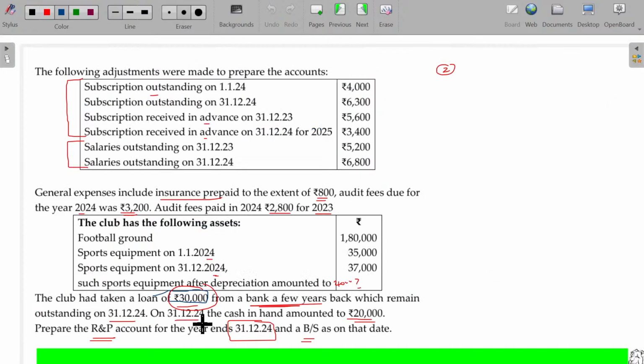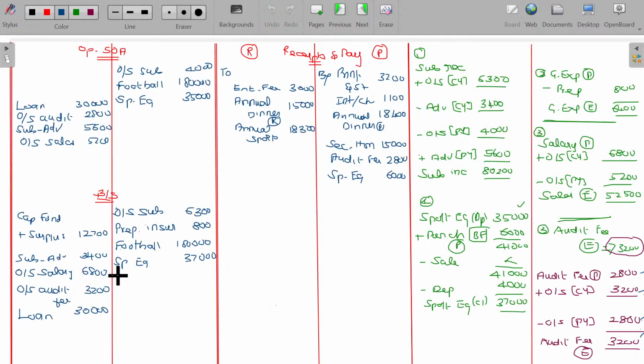Apart from that, on 31/12/24 year end, we have the cash balance of rupees 20,000. So, cash balance will be the asset here. Also, it's the closing balance of the receipts and payment. If you tally, then you will get what? Opening cash balance here. This is the missing data. This will go to the balance sheet here, cash balance.